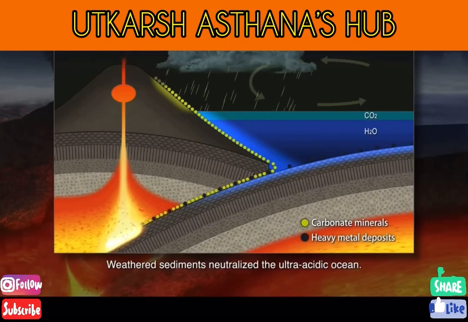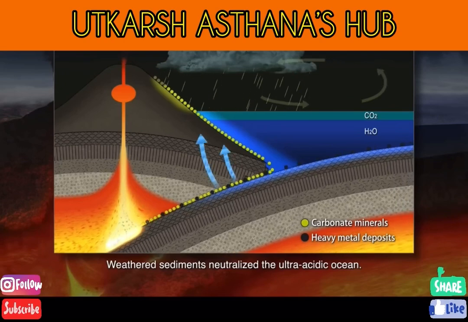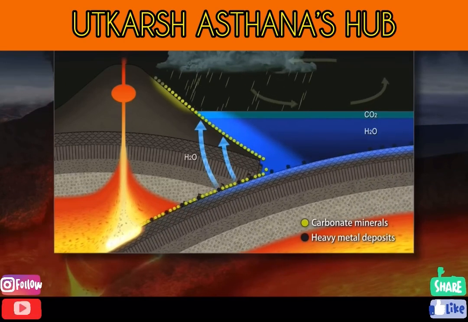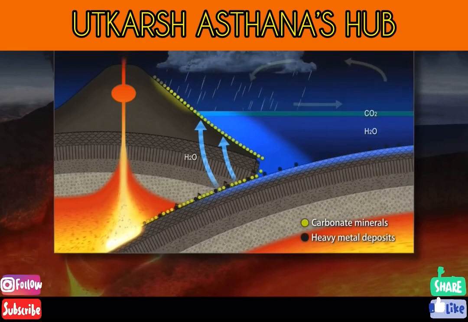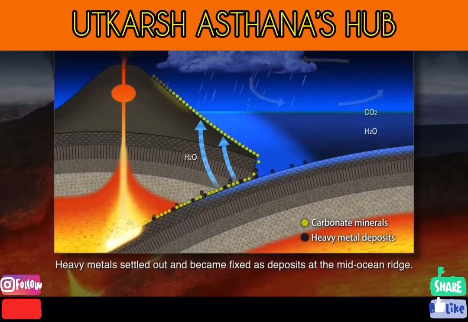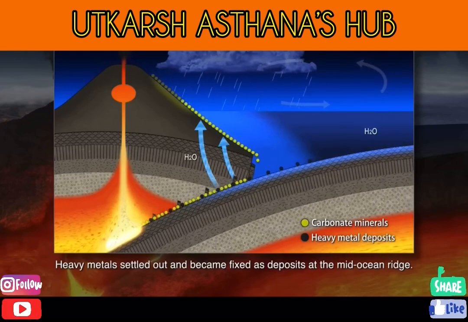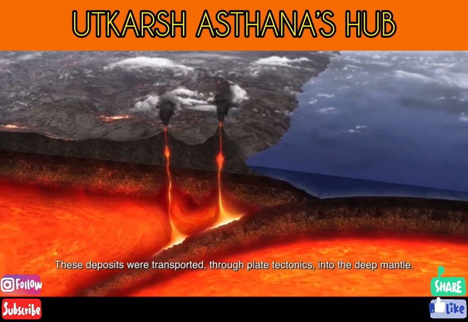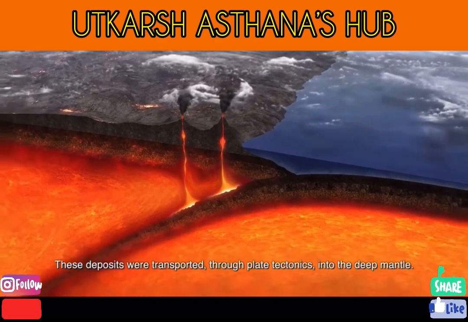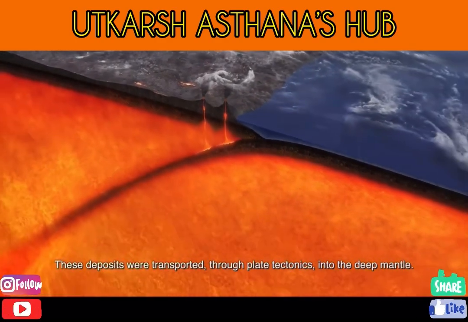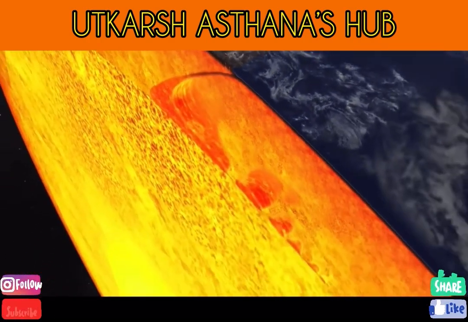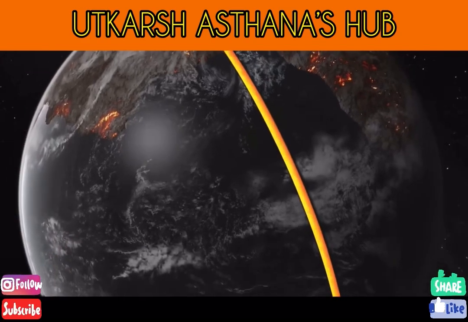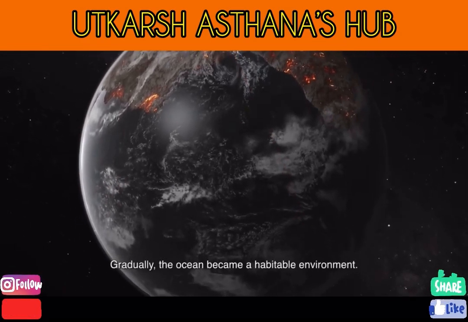Weathered sediments neutralized the ultra-acidic ocean. Carbonate materials, heavy metal deposits, CO2, and H2O levels rose tremendously, which formed our atmosphere. Heavy metals settled out and became fixed as deposits at the mid-ocean ridge. These deposits were transported through plate tectonics into the deep mantle. And that is how the different layers of Earth were formed, which you can see in this cross section.